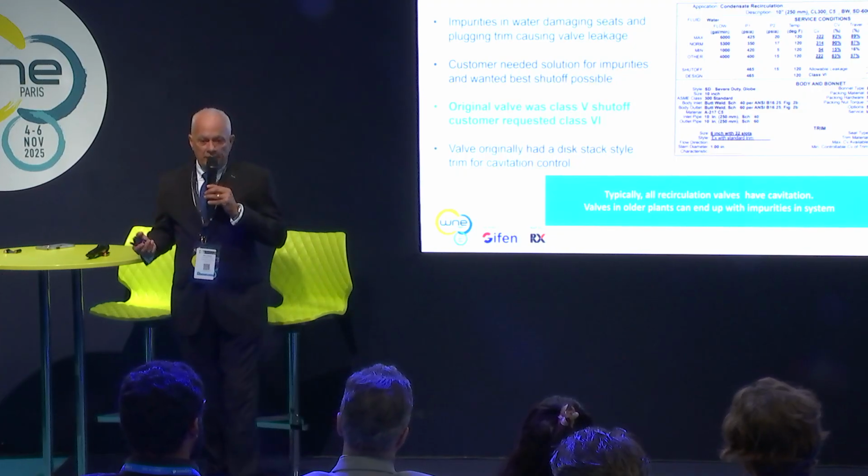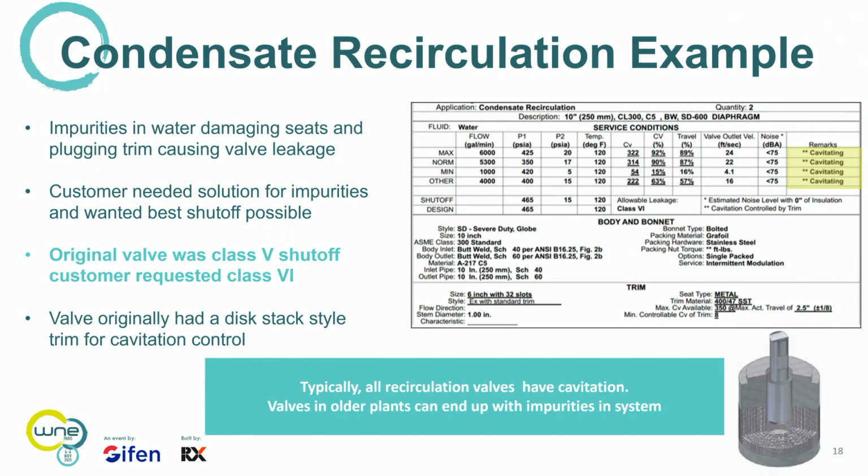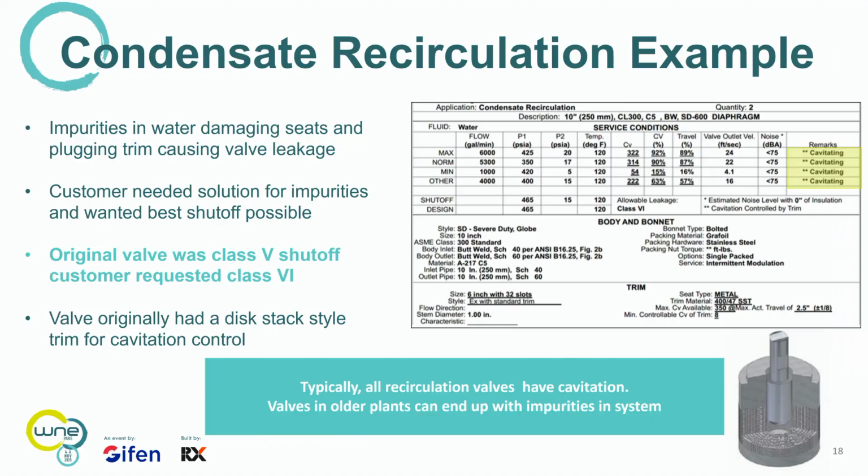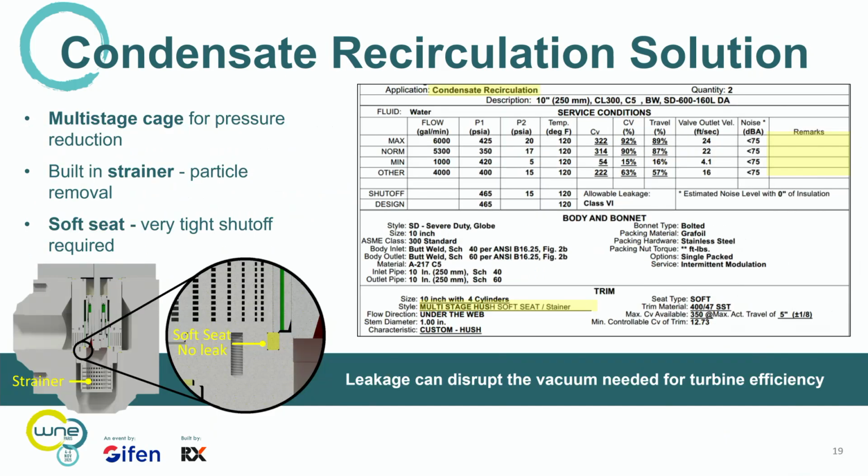Those impurities either clog the cavitation control trim. Remember, you have stages, so you have smaller holes, so it either clogs that or it's damaging the seat. If that impurity gets on that metal seat, it will damage it as the valve plug is closing and trying to close on it. So in this case, the customer wanted very, very tight shutoff, okay? He wanted a solution for his impurities.